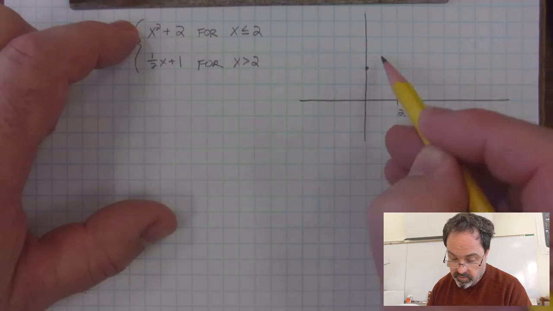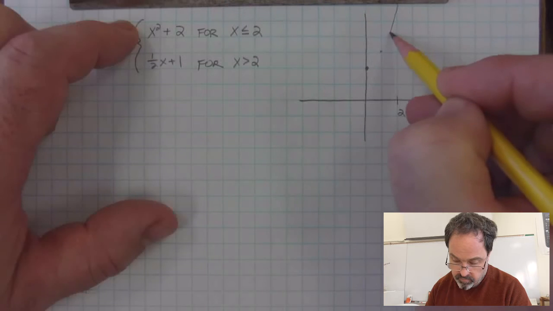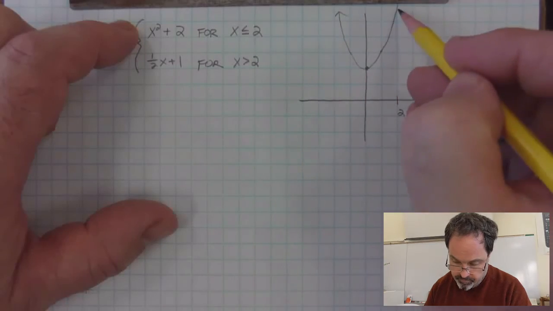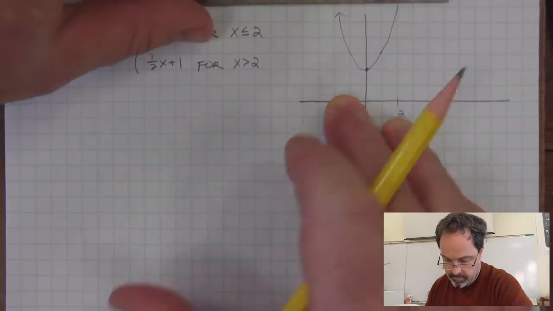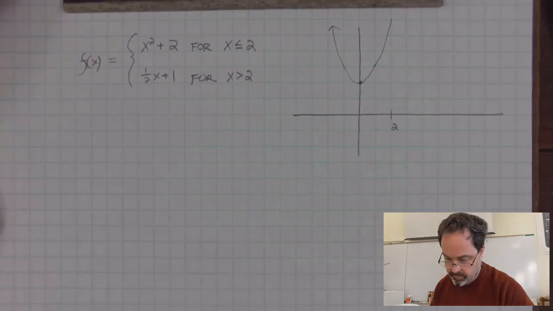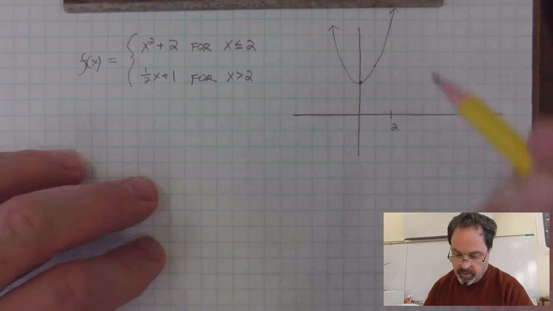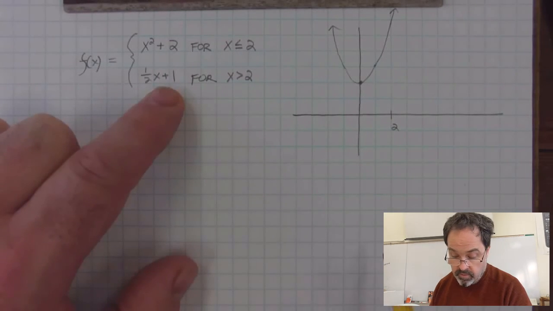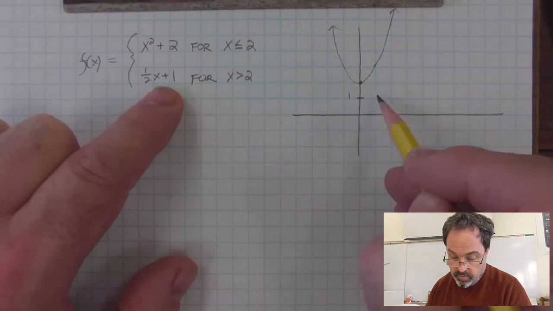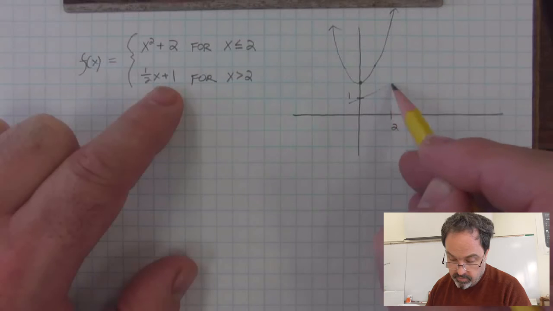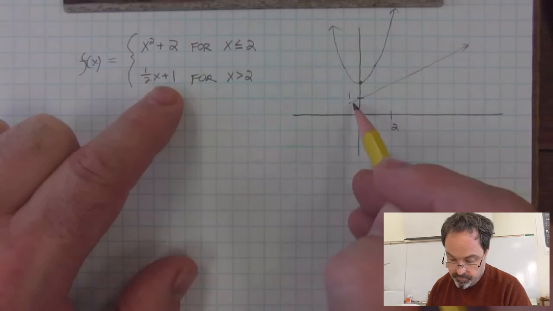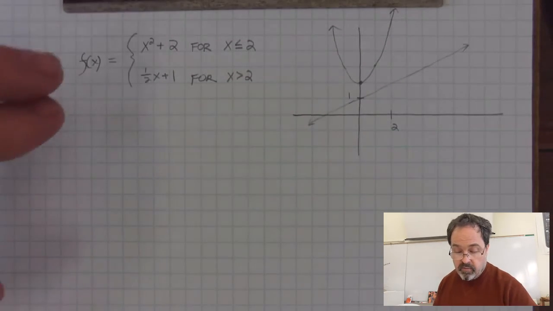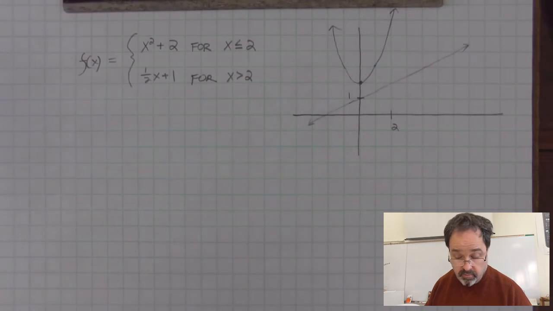So this would be the vertex, and the parabola is going to look like this. I'm graphing it lightly. The second piece is a line with the slope of 1/2 and a y-intercept of 1. So I find the y-intercept at 1, and I'm going to show lightly a line that has a half slope. So what I've graphed so far is each piece as if they're an entire own function.